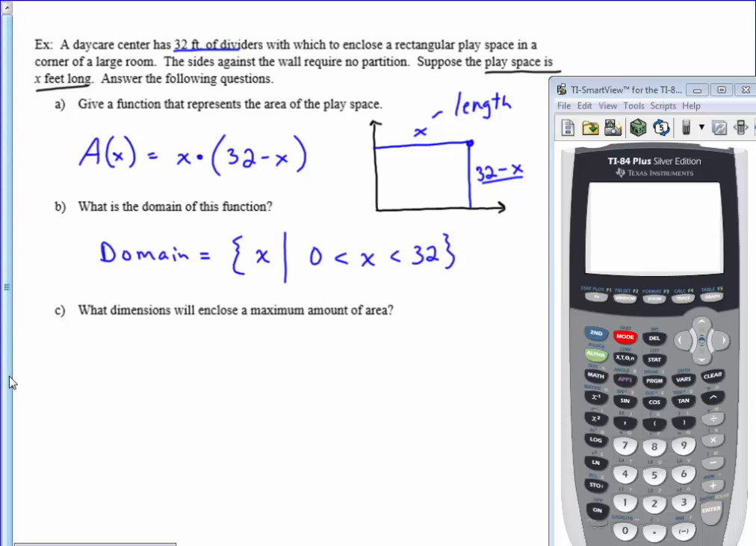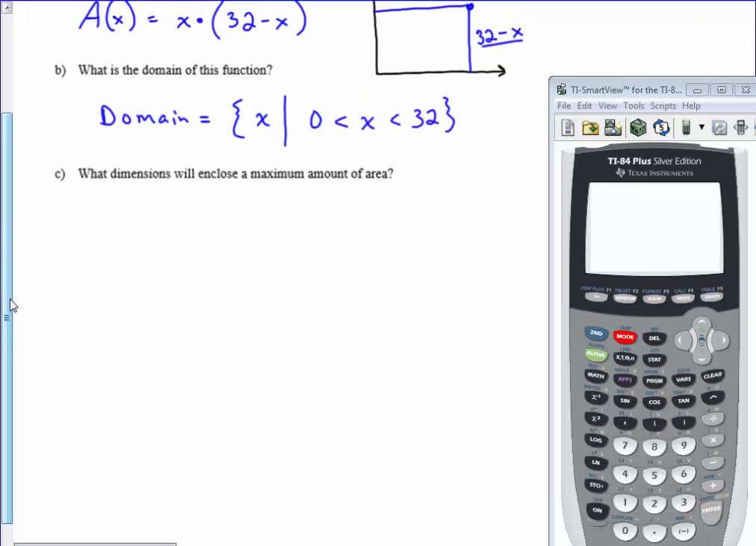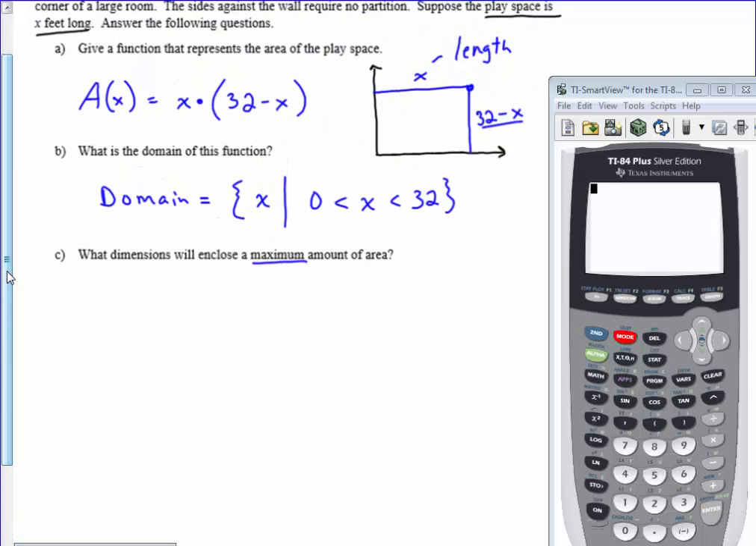And the last question is, what are the dimensions that would enclose a maximum amount of area? So they want to know what the length is and what the width is. To do this, I will first graph the function that I have written for the area. So I will enter y1 equals x times 32 minus x on my calculator.